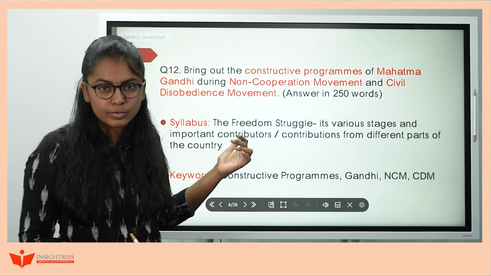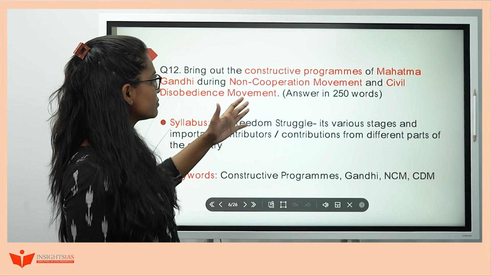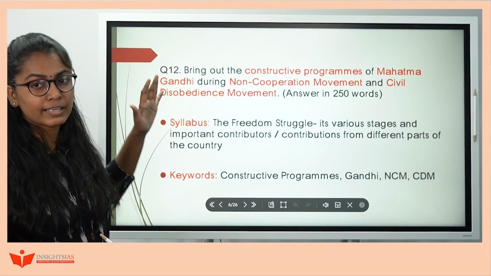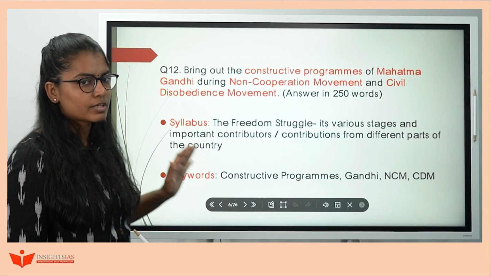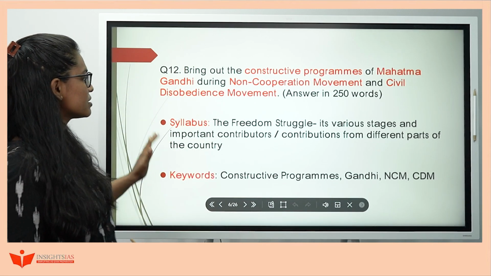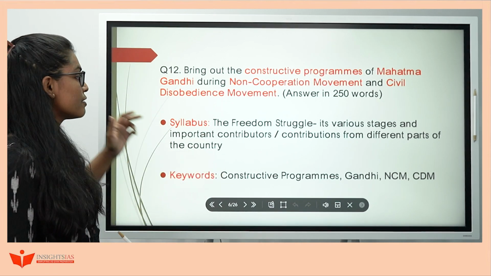Now let's address the question. The question is, bring out the constructive programs of Mahatma Gandhi during non-cooperation movement and civil disobedience movement. I've highlighted the keywords here in red. You can underline them whenever you write your answer. It has been taken from the syllabus, the freedom struggle, its various stages and important contributions from different parts of the country.